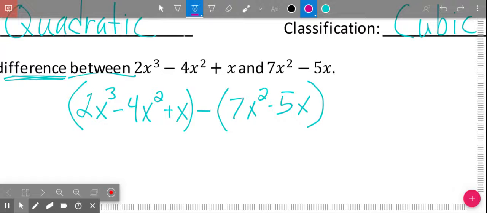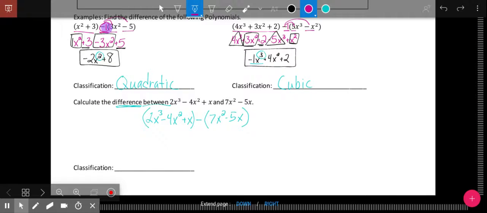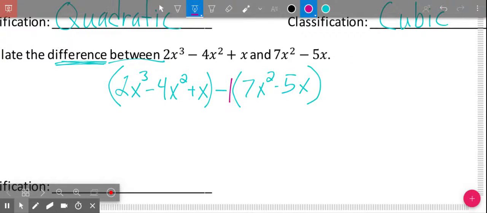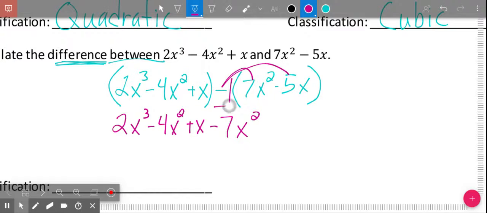Okay, so don't get in the habit of not doing that. So now that we have this set up, now that it looks just like our problems up here, we're going to write in our negative 1. And then this first one doesn't have anything in front, so it stays the same, but we have to distribute our negative to everything in the second set of parentheses. Okay, so I'll have 2x cubed minus 4x squared plus x. Negative 1 times 7 gives me minus 7x squared. And then negative 1 times negative 5 gives me plus 5x. Okay, so we've distributed that negative.